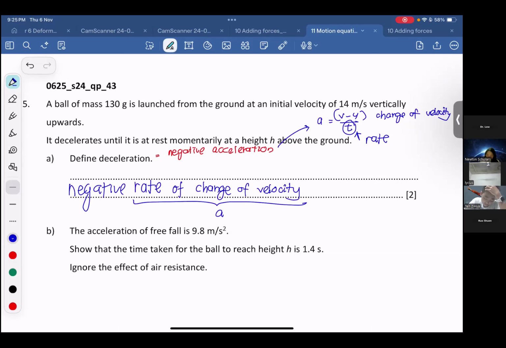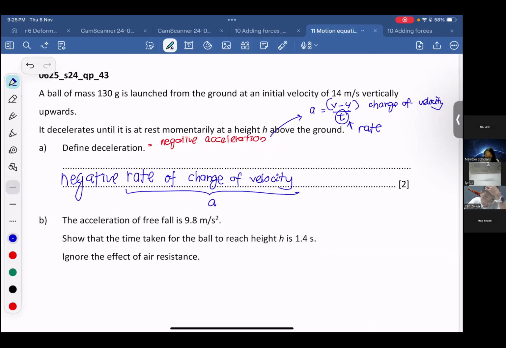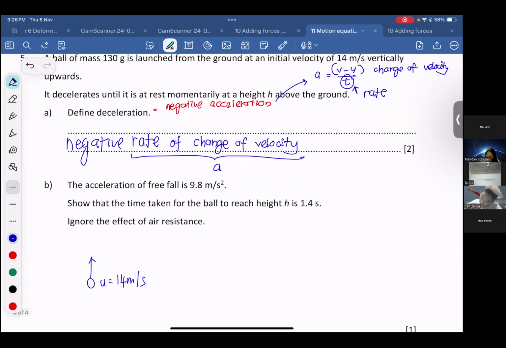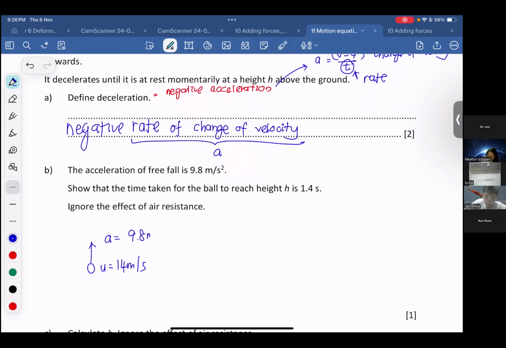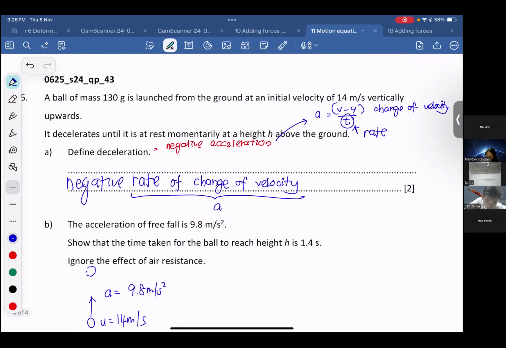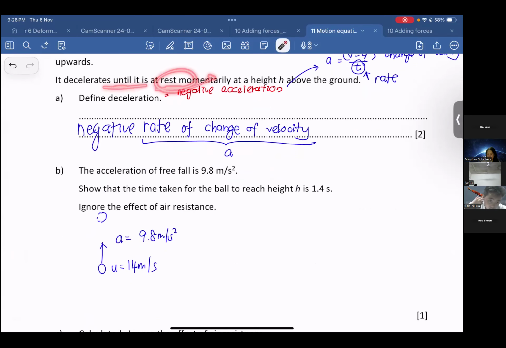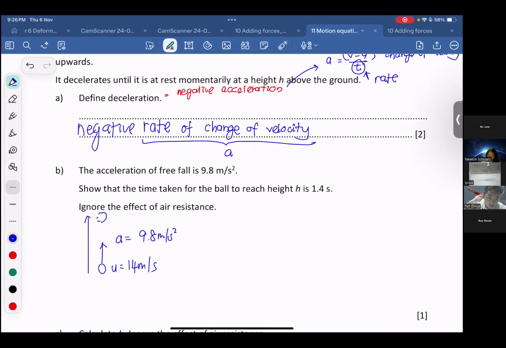Okay, boys and girls, this one is what? A ball of mass 130 is launched from the ground with initial velocity, vertically upward. Initial velocity is 14 meter per second. The acceleration of free fall is 9.8 meter per second square. Show the time it reached the height. The height is the maximum height here because it will decelerate until it is at rest at height h. That means the h here is the maximum height, because at this moment it is momentarily at rest. So this is your s distance.